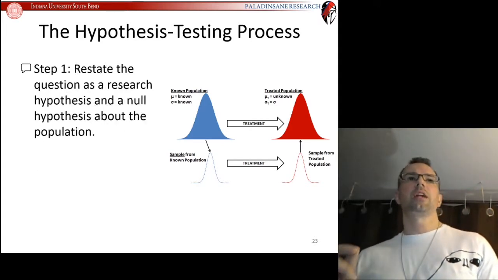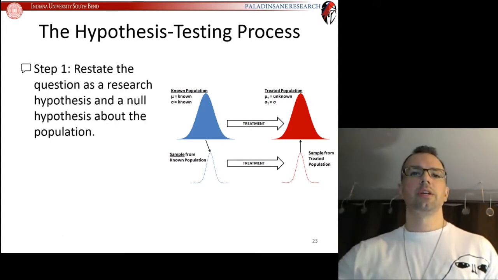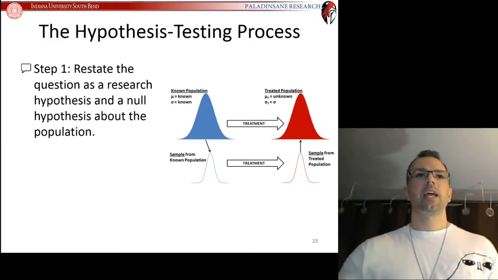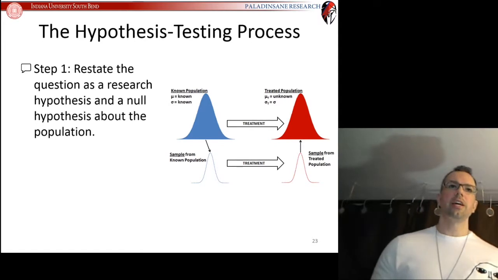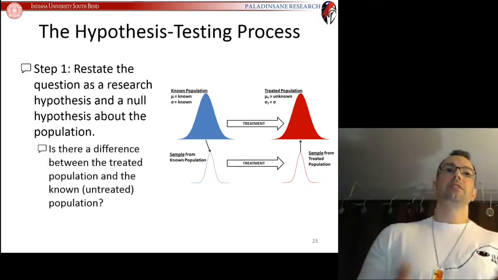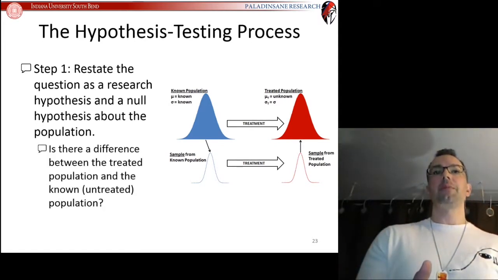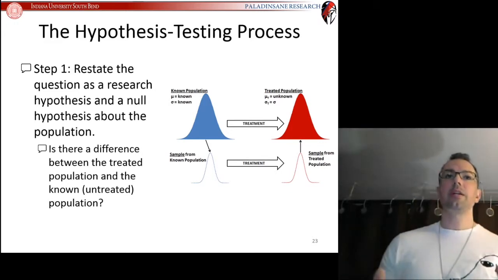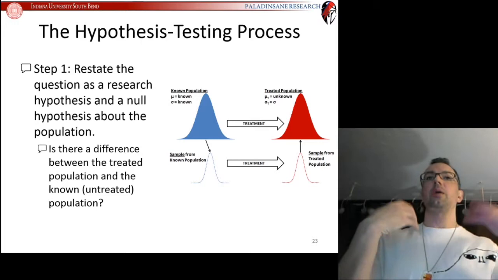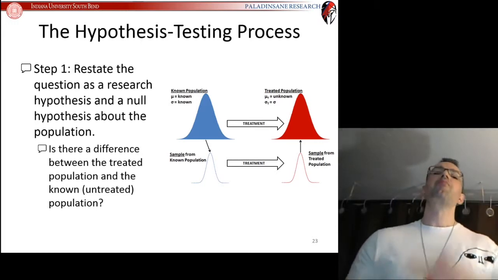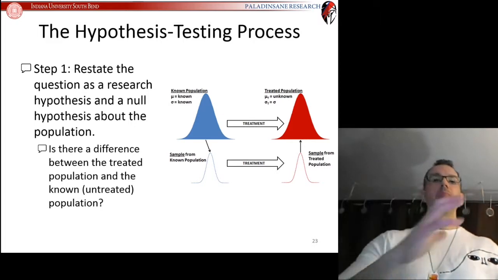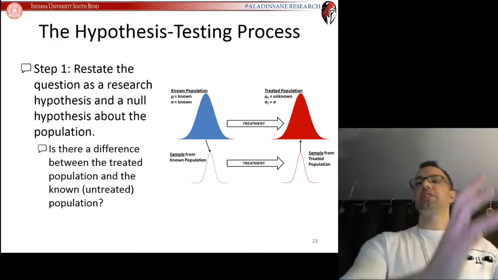So step number 1, restate the question as a research hypothesis and a null hypothesis about the population. So we always have a question that we're trying to answer. And typically, the question is something along the lines of, is there a difference between the treated population and the known or untreated population? So is there a difference between the population that received the treatment versus the population that is untreated? And that's all we ever want to know.